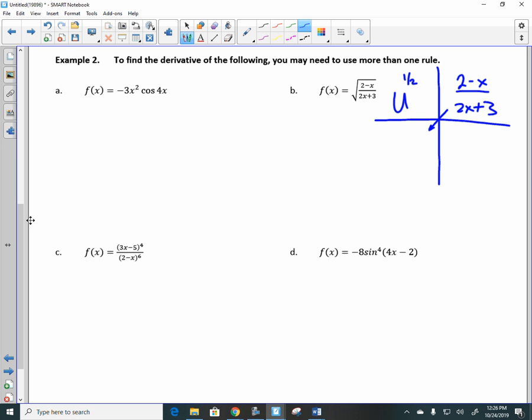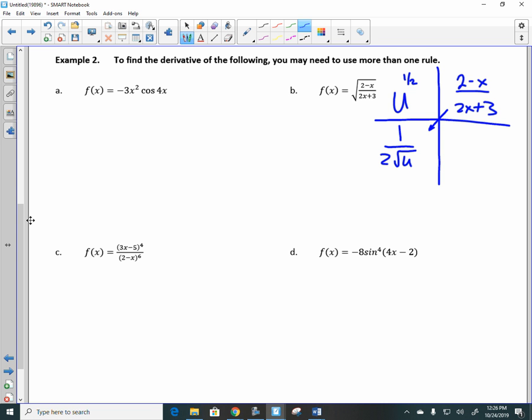What's the derivative of u to the 1/2? Yeah. That used to take us a while to think about. Hopefully the derivative of u to the 1/2 is now second nature to you, 1 over 2 roots of u. If it's not, eventually it will. And then how do I figure out the derivative of 2 minus x over 2x plus 3? I have to do the quotient rule.